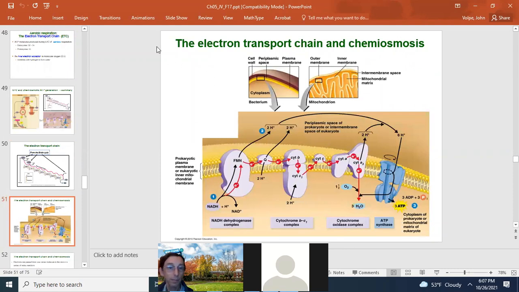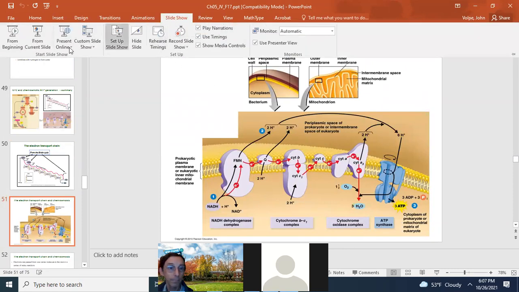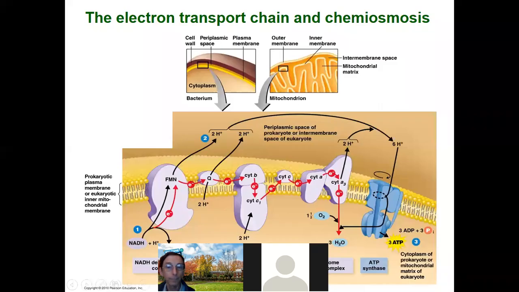This is showing you, let me blow this one up. In a eukaryote, this is the inner mitochondrial membrane where the electron transport chain occurs. So it's occurring across this membrane. The Krebs cycle is happening inside the inner mitochondrial membrane. In prokaryotes, they don't have a mitochondria. And so this electron transport chain is in the cell membrane.